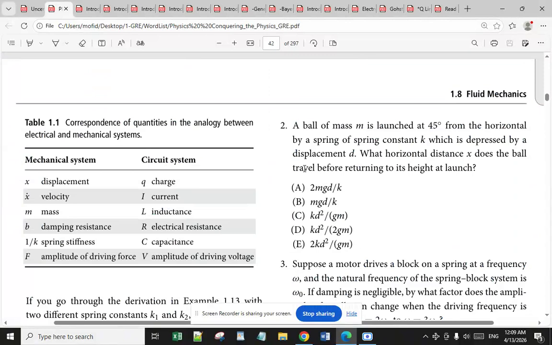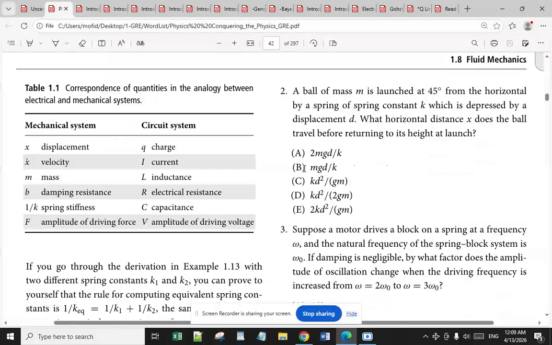Table 1.5, correspondence of quantities in analogy between electrical and mechanical systems. Now I want to call the mechanical systems in the first column. In the second column, I want to go through the circuit system. X as a displacement, we have Q charge; x dot as velocity, I current; m mass, L inductance; d damping resistance, or electrical resistance; 1 divided by k, spring stiffness, which is C capacitance; F amplitude of driving force, V amplitude of driving voltage.